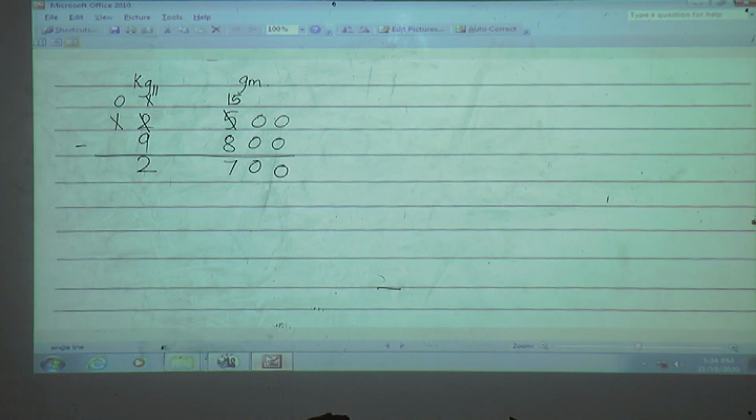So what is the weight of the... Yes, how much wheat flour is left? 2 kilogram 700 gram wheat flour is left with her. Understood?